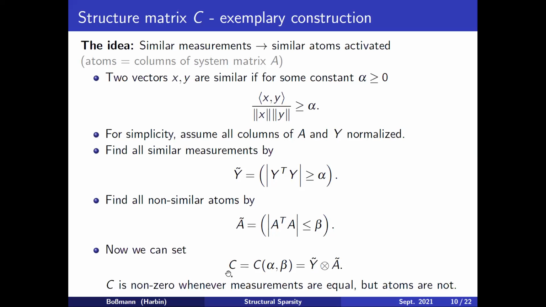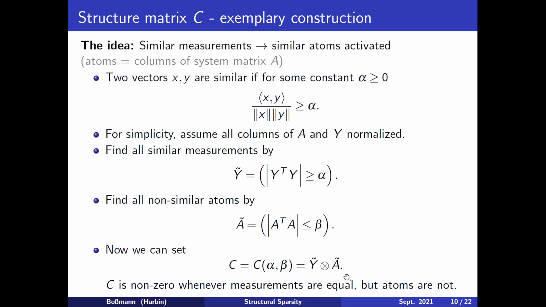What does this make? So this makes C exactly non-zero, so it will exactly have a 1 at a position where the measurements were similar, but the atoms were not. So this means this matrix C penalizes if you choose different atoms for similar measurements. And by defining this matrix C, we already have a sparsity norm that is adapted exactly to our measurements and to our measurement matrix that can be used here. So this was the first basic idea.